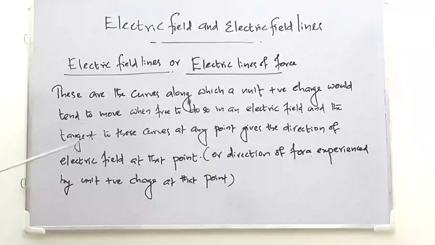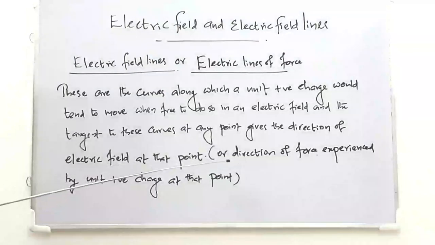Or simply we can say it is the path followed by a unit positive charge when it is placed in an electric field, when it is placed in an external electric field. Now, an important point: the tangent to the electric field lines at any point gives the direction of force experienced by a unit positive charge at that point.